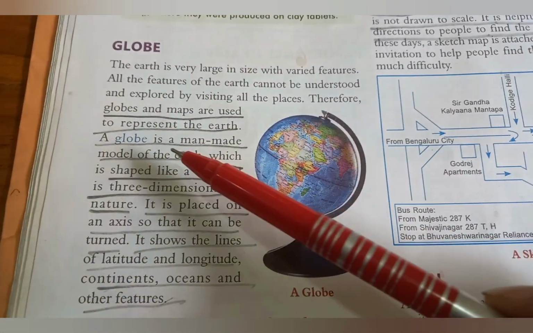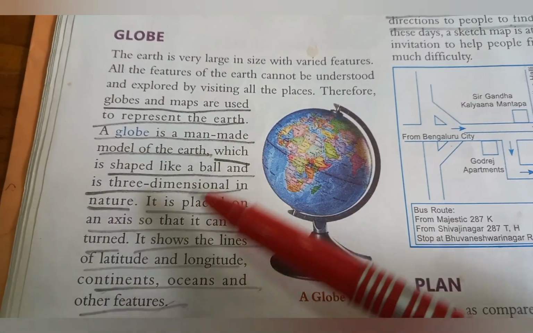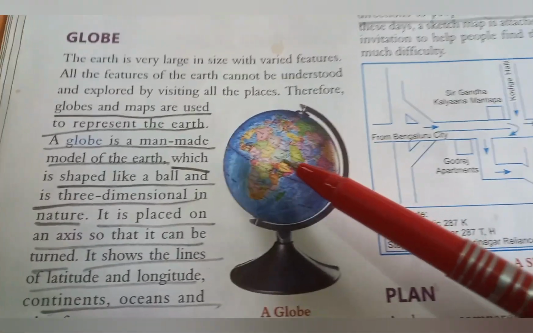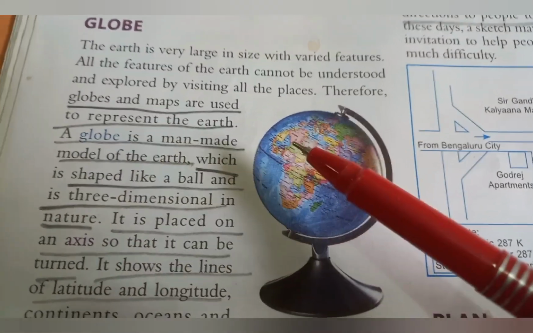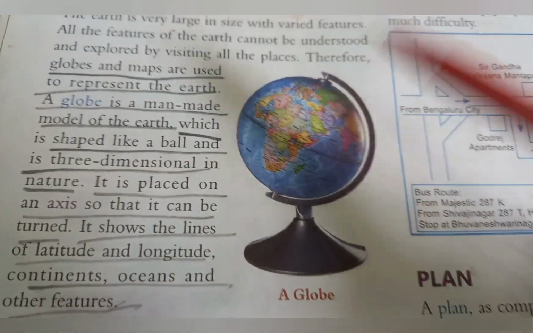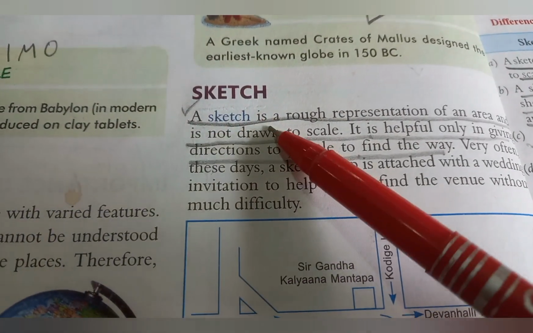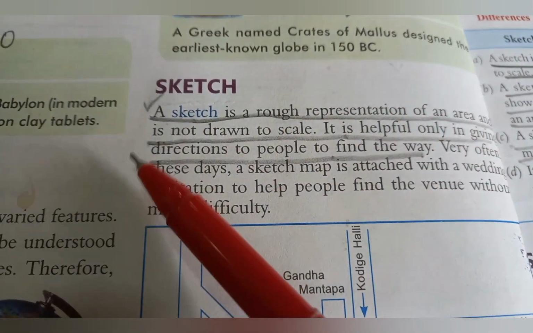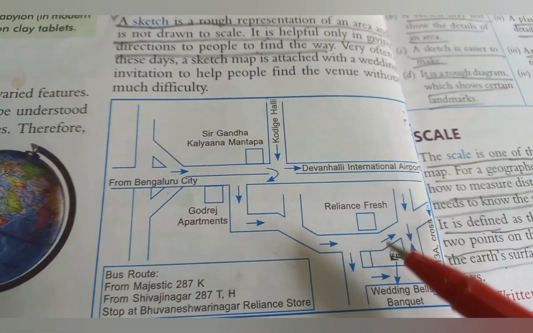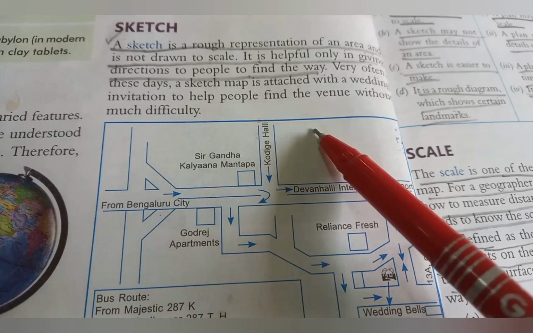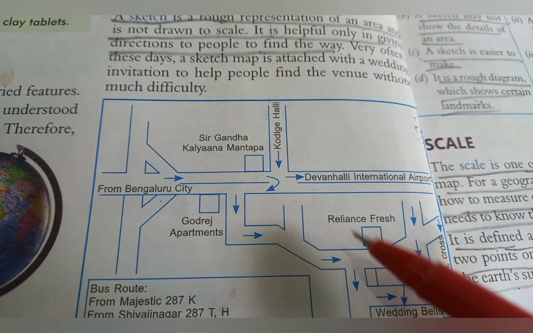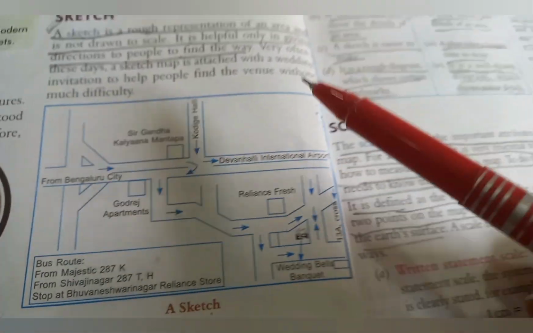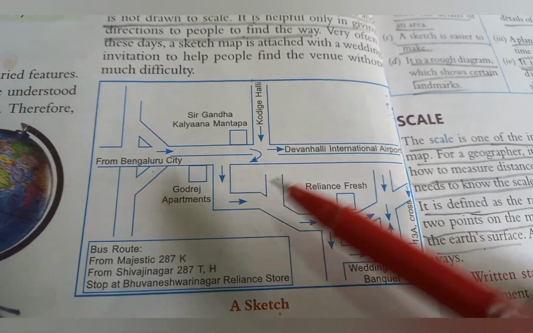Next is globe. A globe is a man-made model of the earth which is shaped like a ball, or it is the spherical representation of the earth. All the geographical features or relief features we can find on the globe. And a sketch is a rough representation of an area and is not drawn to scale. Sketch क्या है? This is a rough representation, and it is not drawn to scale. ये कोई एग्जैक्ट मेजरमेंट से नहीं बनाया गया है. रफली एक एरिया, एक बिल्डिंग का स्केच हो सकता है, एक रोड का स्केच हो सकता है. This is a sketch.